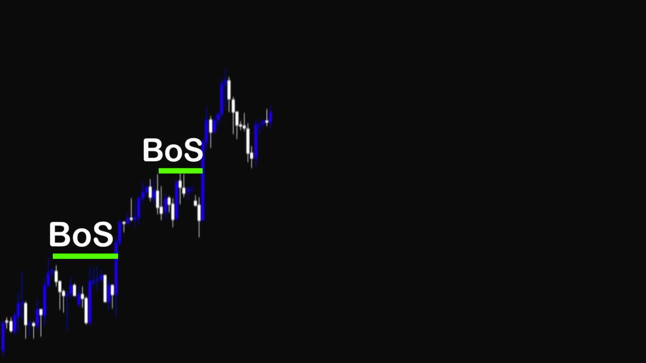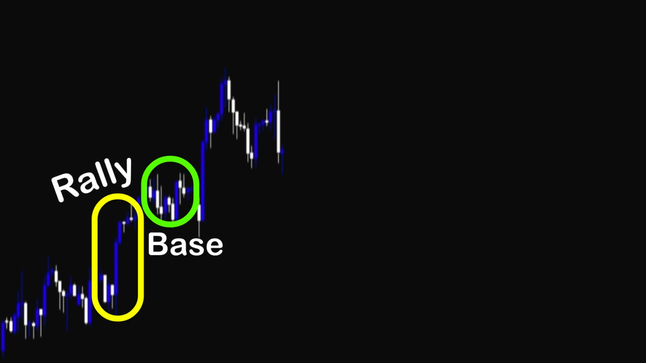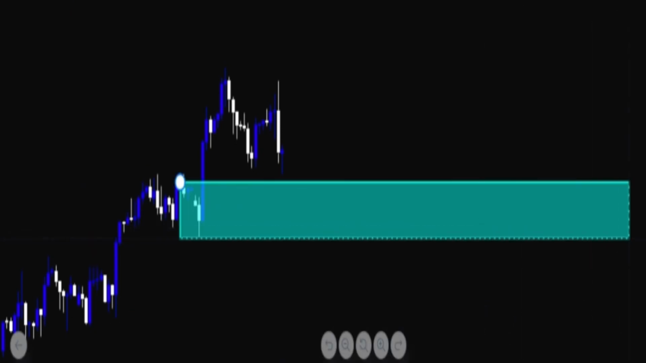Here we have the USD yen chart on 1 hour time frame. So, as you can see here that the market is doing the break of structure to the upside, which indicates that the market is in an uptrend. And then we see market making a base after a rally, and thus, we would plot the demand zone from the candles that are formed at the base.